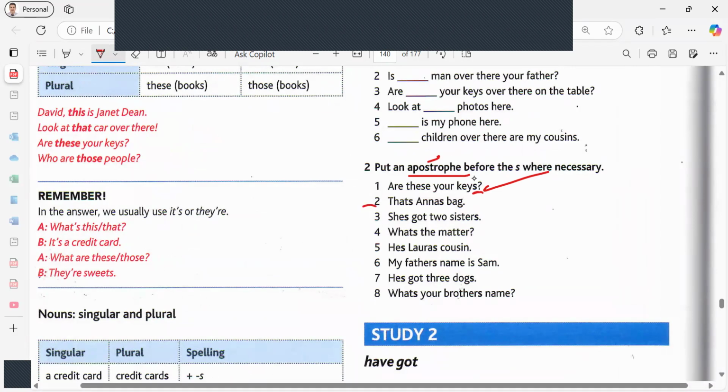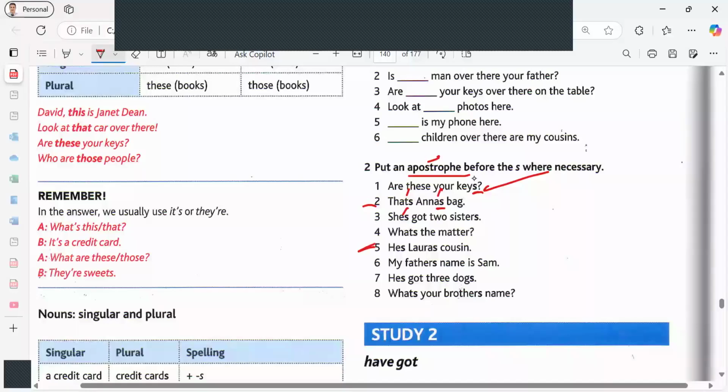Number 2. That's Anna's bag. Should we add apostrophe between the A and S? Exactly. She's means she has got 2 sisters. Sorry. That's Anna's bag. Should we put apostrophe between the T and the S? Yes, that's Anna's bag. It means the bag belongs to Anna.